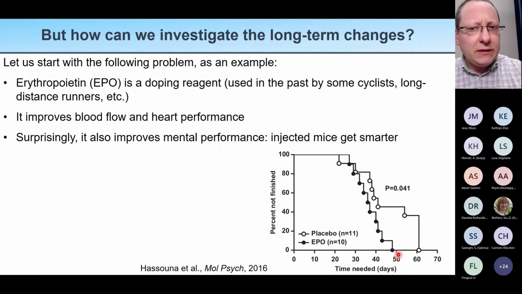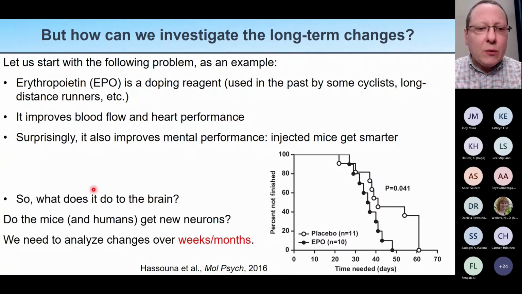You could explain this in many ways, and you could have many hypotheses. But what is actually going on? What is this weeks-long change in the brain of a mouse? It wasn't easy to look into, and definitely with fluorescence, we just didn't have any clue how we could learn this. So what does it do? The easiest thing is maybe you get new neurons, and maybe this is also what happens to the humans that inject erythropoietin into themselves. So we would need to look over weeks and months into these mice.